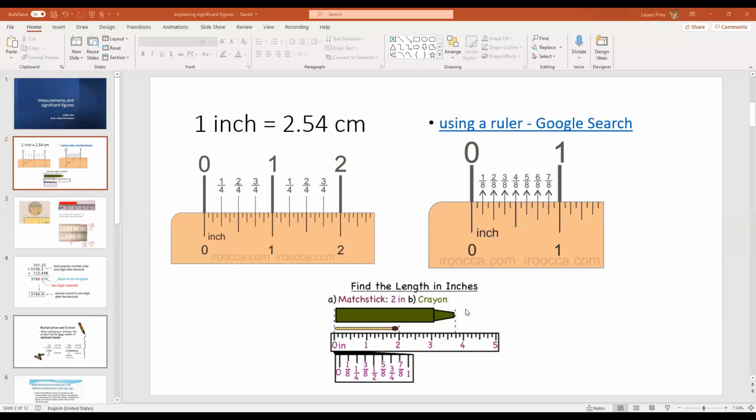And then let's try measuring this crayon. If you observe, it is for sure 3 inches and 3/4. The match is only 2 inches.